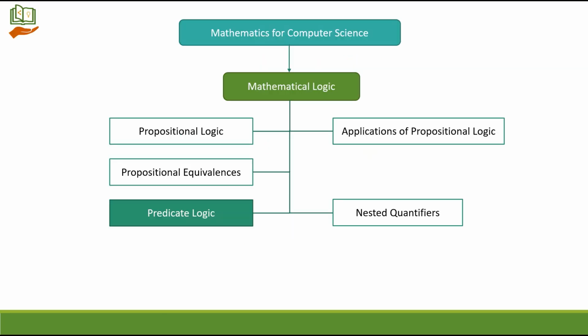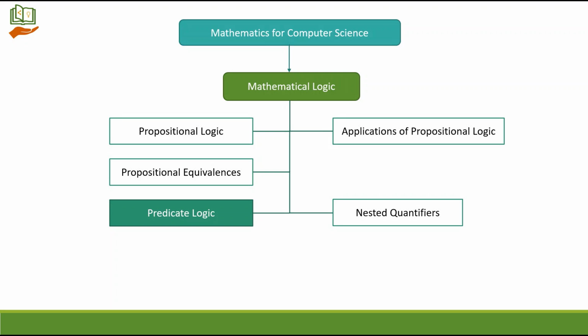In the previous video, we discussed predicate logic. Under predicate logic, we discussed two kinds of quantifiers, the universal quantifier and the existential quantifier. We always saw a predicate along with a single quantifier. But in this video, we will see more than one quantifier occurring along with the predicate.